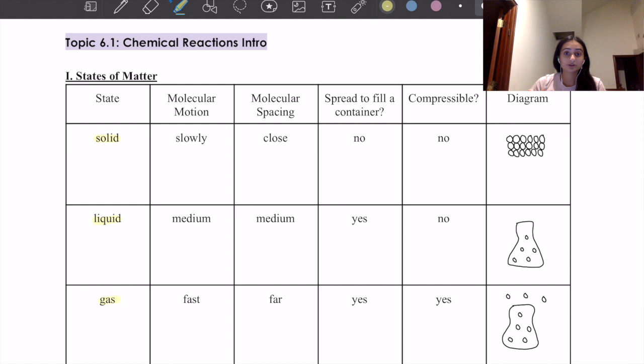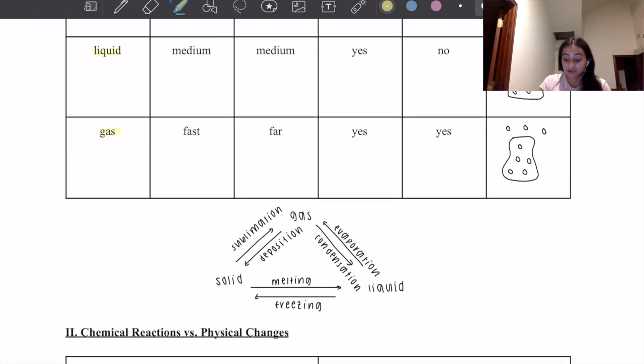Then we have gas, which is at the opposite end of the spectrum from a solid. The molecular motion is very fast, the molecules are spaced out a lot. Gases can spread to fill a container, and gases are also compressible. So if you shrink the volume of a container, the pressure of a gas will increase and you can compress the gas. And again, there are my diagrams. So as you know, with melting and freezing and stuff like that, you can go in between these different states of matter with phase changes.